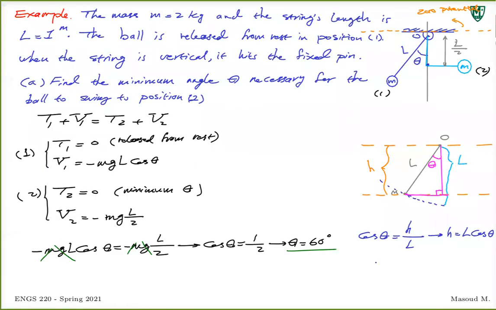Now, part B, we are told that this ball is released at minimum angle theta, the minimum angle we determined here. Let's say the ball is released from that. Now we know theta is 60 degrees. That's a new piece of information we have.